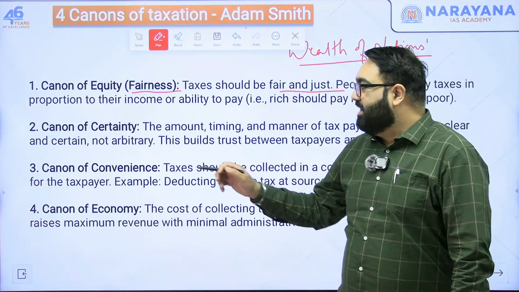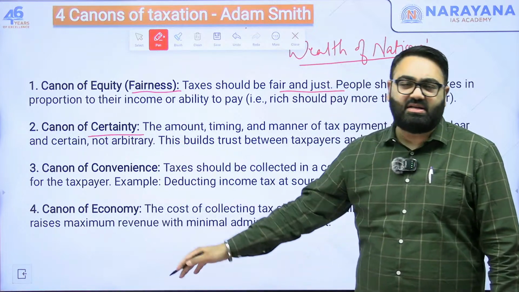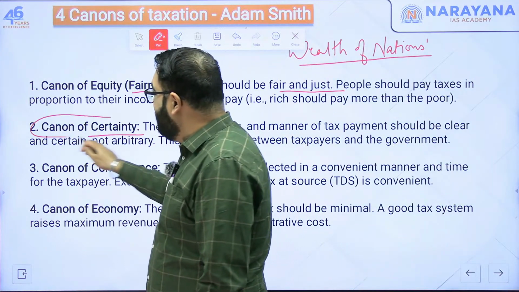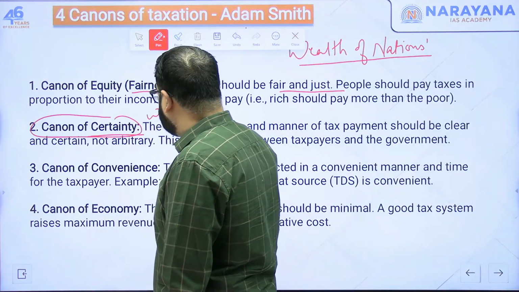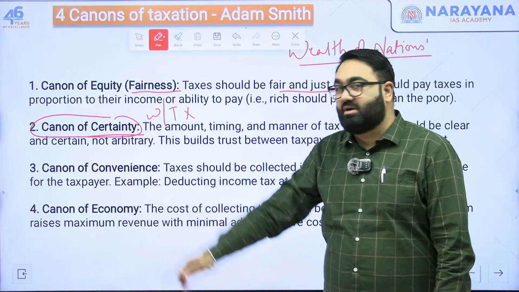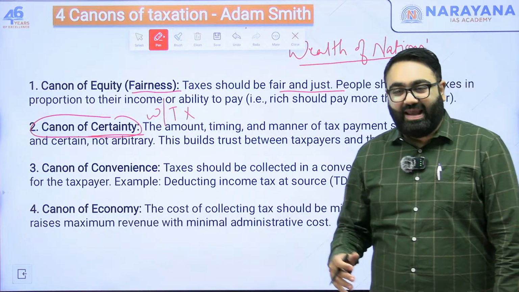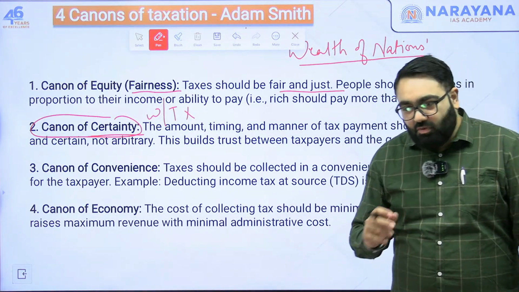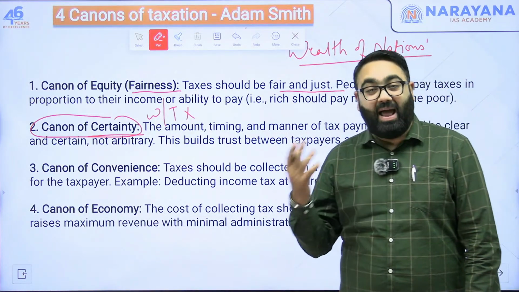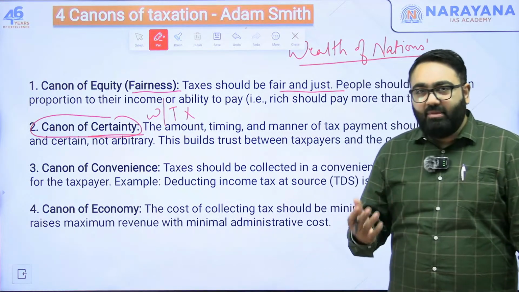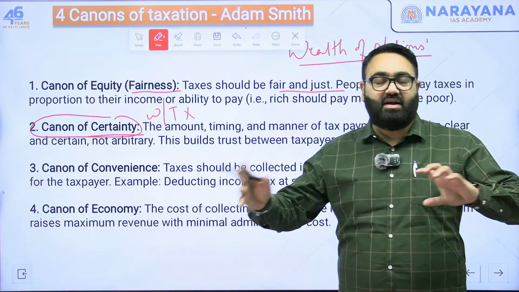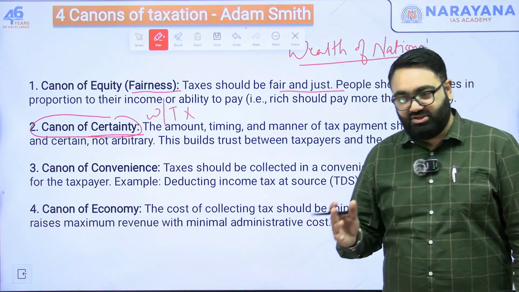Second canon, canon of certainty. This is what we were discussing just a few minutes ago. This particular canon is violated by windfall tax. The reason why companies don't like windfall tax is because it violates this particular principle, the canon of certainty. Companies want long-term certainty in how much they are going to pay to the government. That is how they can make plans for the long term. You can't randomly tell a company or an organization that today it's 30% tax, then 40, then 50, then 10, then 5. That is not how long-term taxation should work.